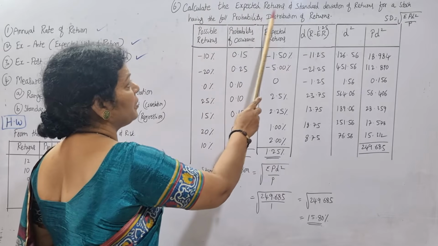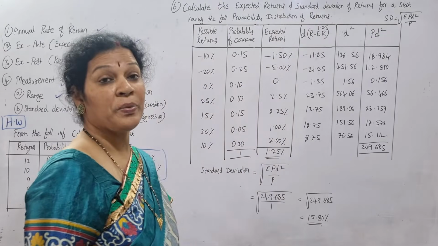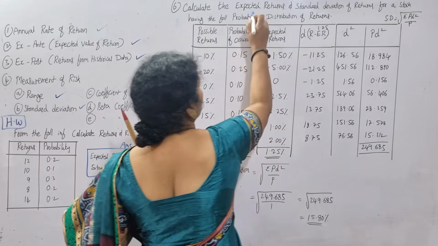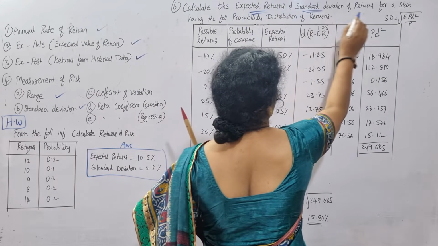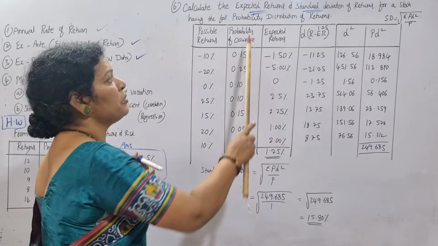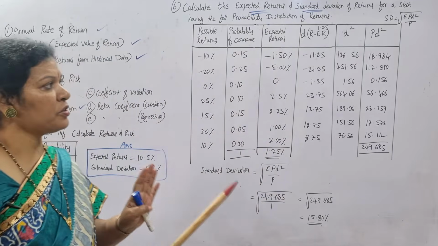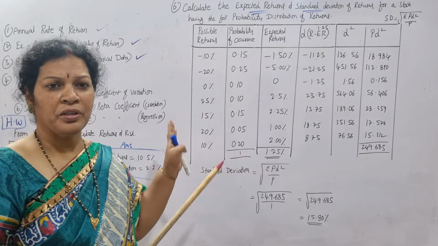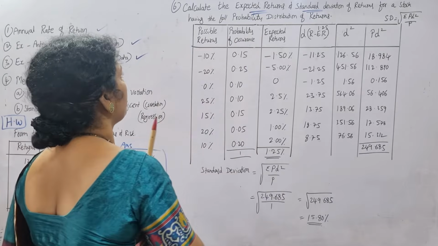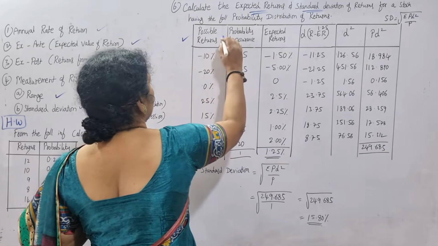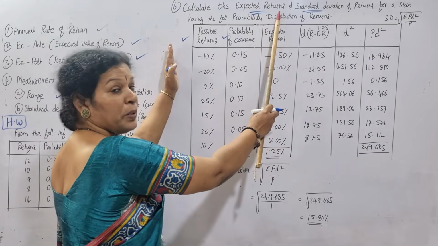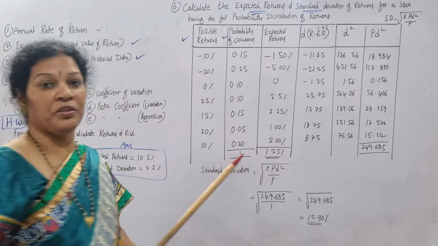Calculate the expected returns and standard deviation. Expected returns and standard deviation, both, of returns of a stock having the probability distribution of returns. A stock is having probability distribution and also returns. These two data they have given. From this data, you have to calculate expected returns and also standard deviation.